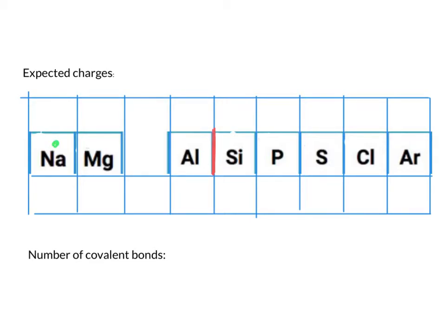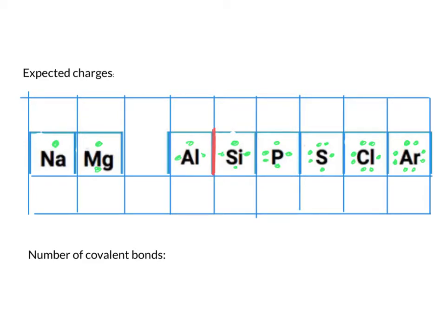We have 1 dot, 2 dots, 3 dots, 4 dots, 5 dots, 6 dots, 7 dots, and 8 dots. Now I've drawn the red line in, and that separates our metals from our nonmetals. And that's because it's going to tell us what kind of charges we can expect and how many covalent bonds we have, depending if it's a metal or a nonmetal. First, let's look at the expected charges.